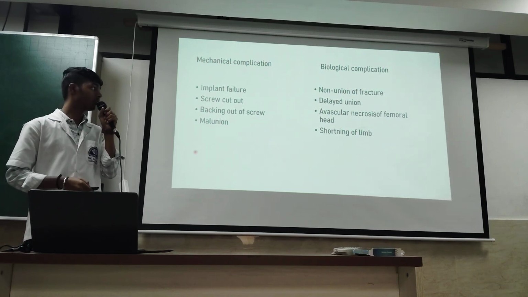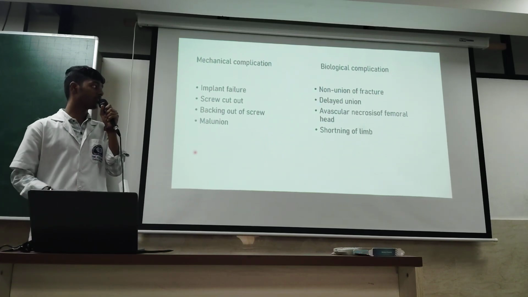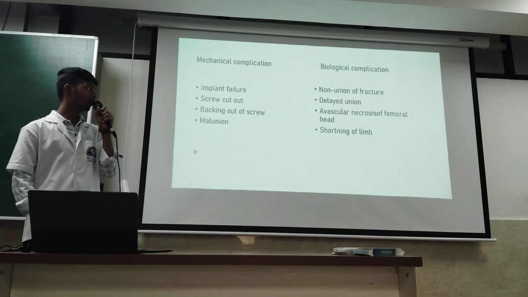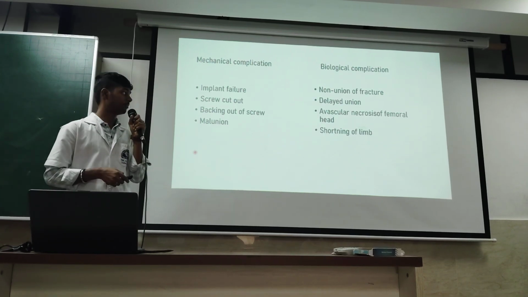Next is avascular necrosis of the femoral head. It is the death of bone tissue of the femoral head due to loss of blood supply. Next is shortening of limb. After treatment, the length of the limb gets reduced.